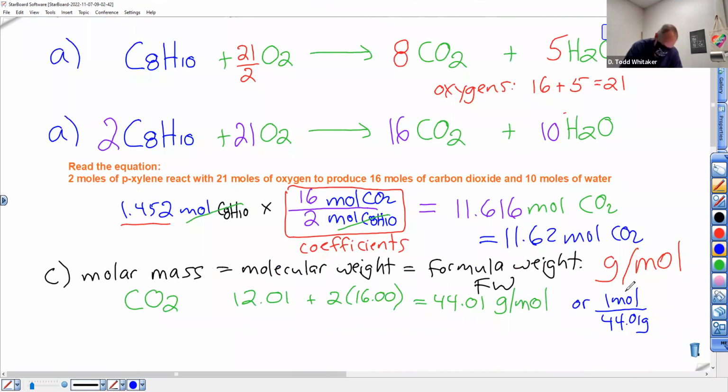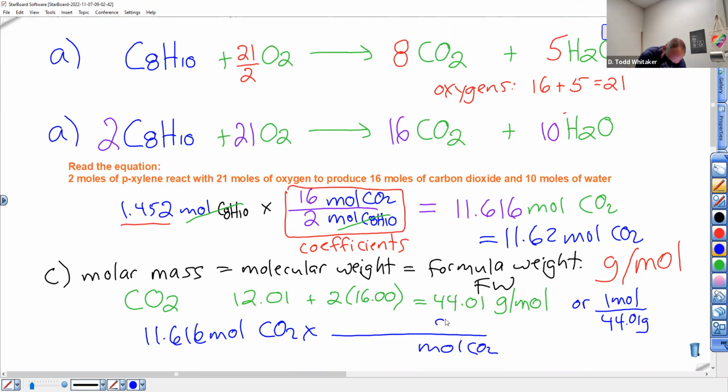I know there's 11.616. Oh, don't know what happened there. Notice I used all the sig figs. Something that gets rid of mole CO2 gives me gram CO2. 1 mole of CO2, 44.01 grams. Give me a number close to 46. Is it going to be 65? Yeah. I don't know. I shouldn't be guessing on the video. Okay. I'm way off. Look at that. That was way off.